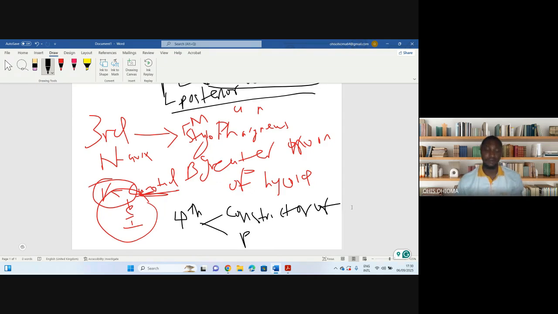Constrictors of the pharynx, we have three. We have the superior, the middle, and the inferior constrictors of the pharynx. And then the sixth gives rise to all the intrinsic muscles that are found in the larynx, except the cricothyroid muscle, right?